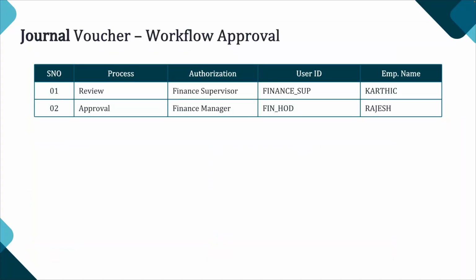This slide shows the journal voucher workflow approval process, which consists of two levels, reviewing and approving. First, once the creator enters the details, the document is forwarded to the supervisor. Once the supervisor reviews the document, it will be forwarded to the manager, who will review and approve it. This is the overall workflow.